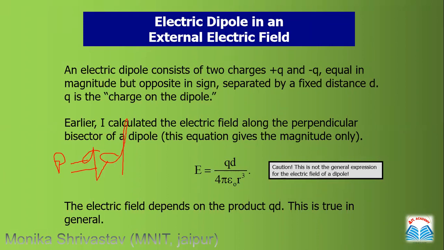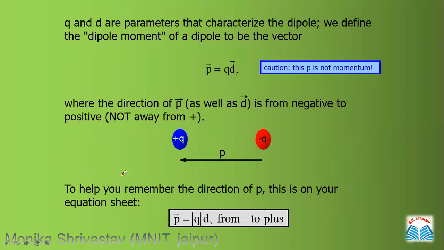Okay, so you know this thing. So Q and D are those parameters that characterize the dipole, so we are defining P as Q into D. And now, do you guys know what the direction of any electric dipole will be? What is the conventional direction of any electric dipole? Do you know that thing? Can anyone tell me what the conventional direction of any electric dipole is?